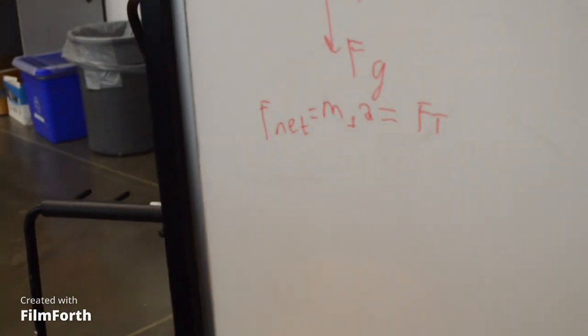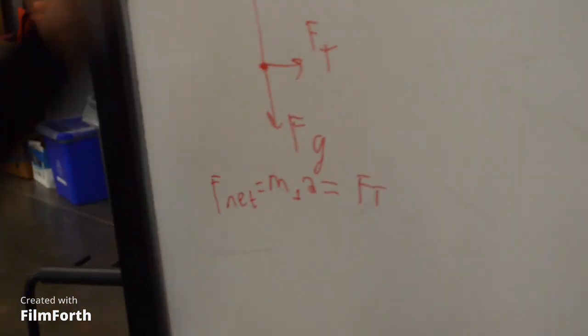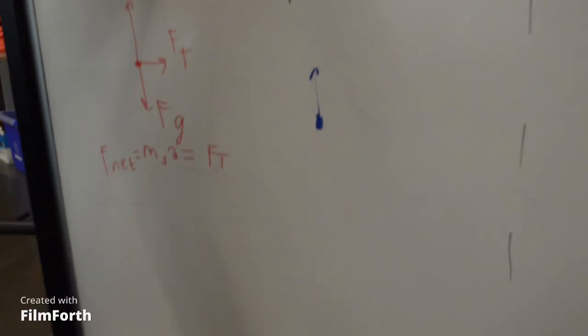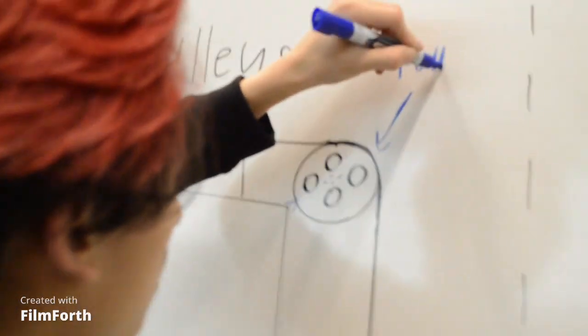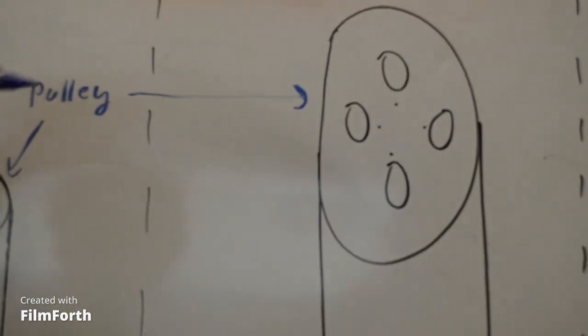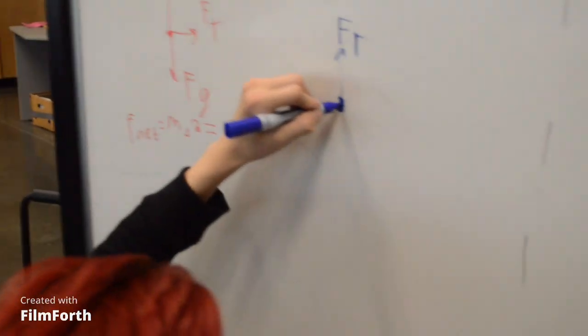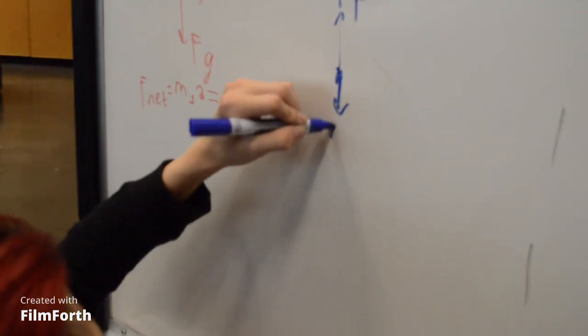Now, let's look at the forces acting on the second mass. And keep in mind, the tensions are the same because the mass of the pulley is negligible. And yes, this is a pulley. So is this. So let's see. We have the tension force and the weight of mass 2, which we will say M2G.